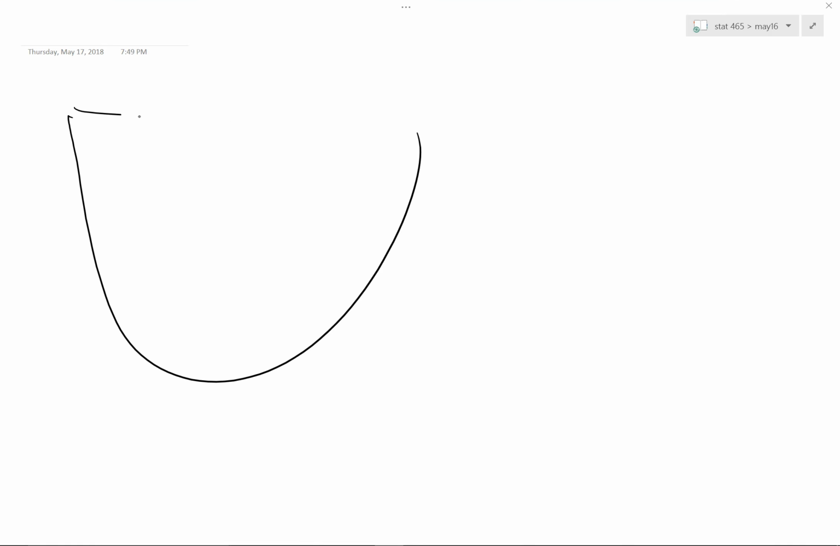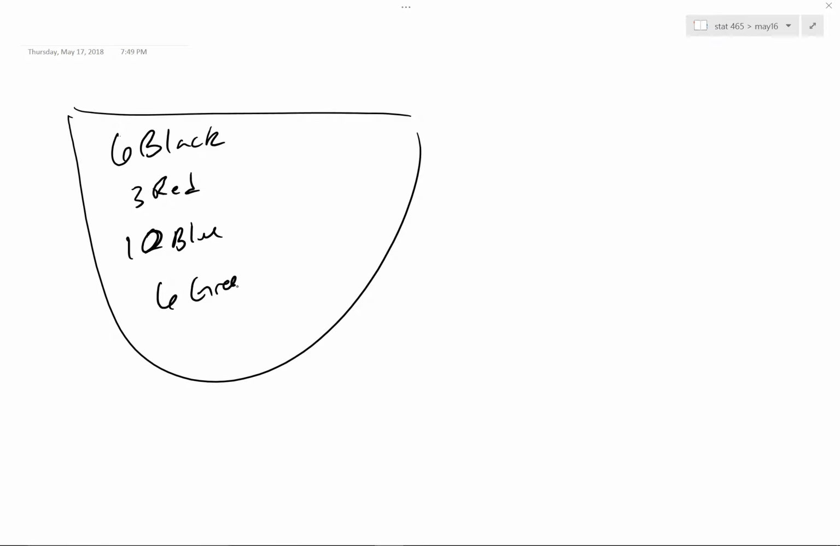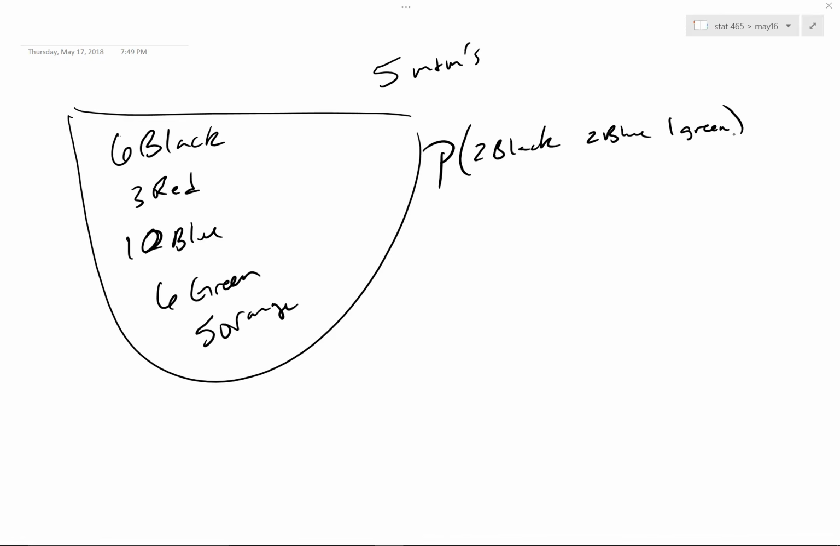So here's this bucket of M&Ms. Now, see, there's not too many in here. I'm just going to write 6 black M&Ms, 3 red, 10 blue, sure, and 6 green, 5 orange. All right, so let's reach in, let's take 5 of these M&Ms. If I do that, what's the probability that I get 2 black, 2 blue, 1 green? Now, inherent in that is the fact that I got 0 of everybody else, okay?